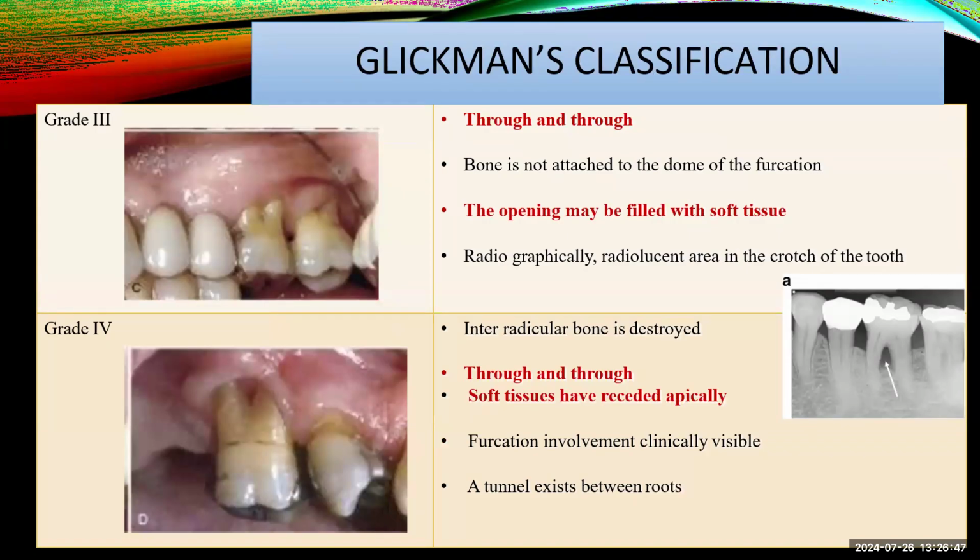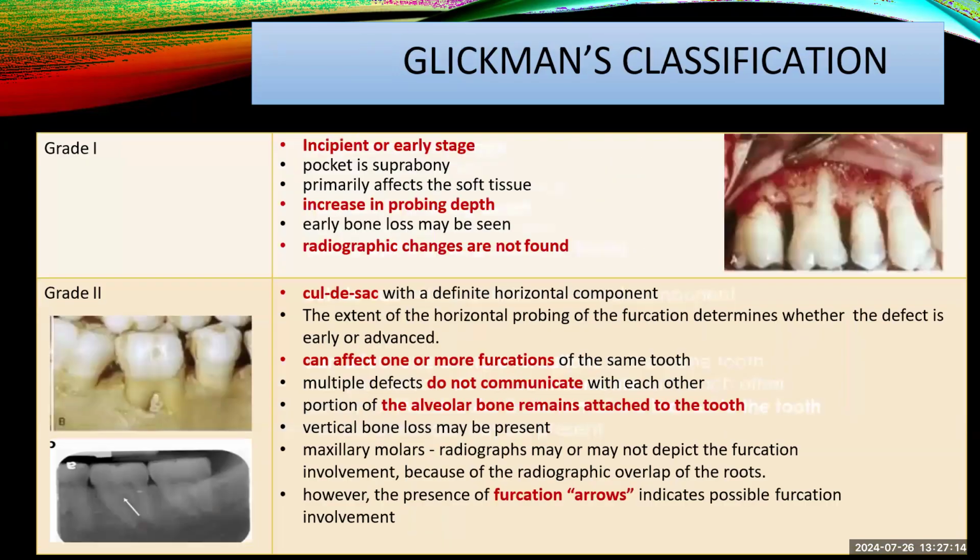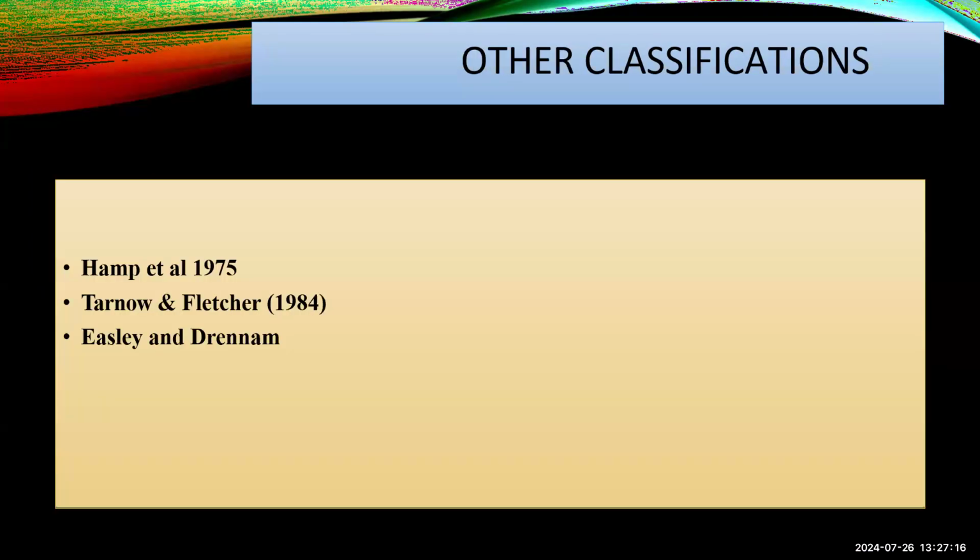Grade 4 is the lesion in which the interradicular bone is completely destroyed. That is a through-and-through lesion. Soft tissues have undergone recession, have receded apically. This furcation involvement is clinically visible, and a tunnel will be seen between the roots, and it's clearly visible in radiographs. So that is Glickman's classification of furcation defects, grades 1, 2, 3, and 4.